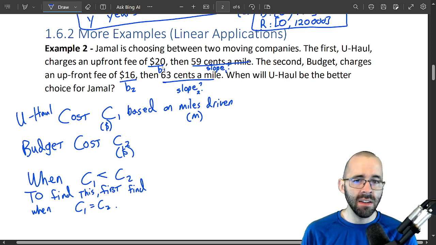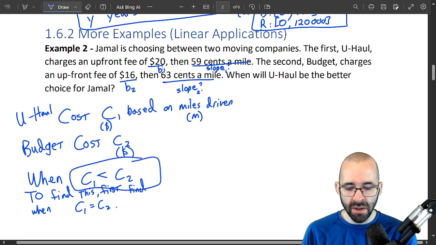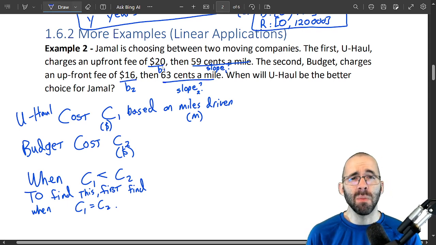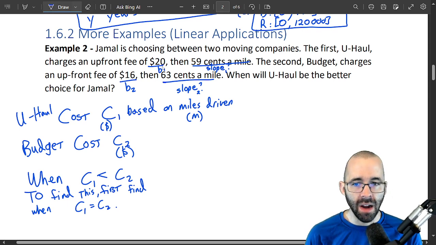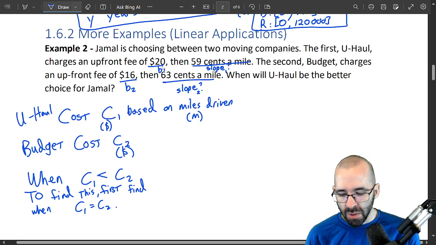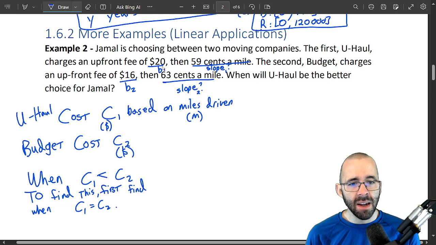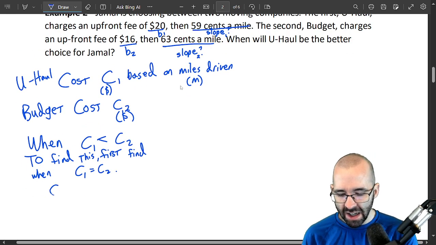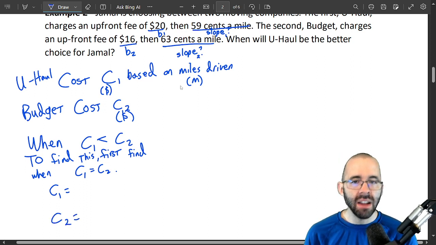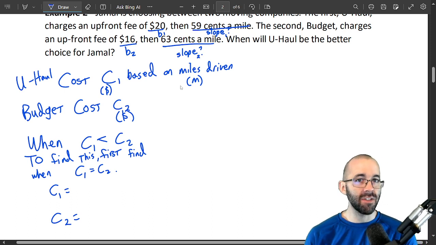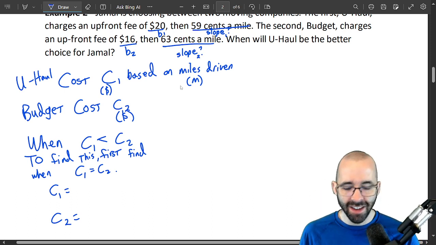You actually can just solve this inequality if you want, but we haven't really talked much about solving inequalities, so I'm going to do it in the way that the book recommends for where we're at. But again, there's a lot of different ways of solving these problems. In order to find when these things are the same, we have to know what these things are. What is C1? What is C2? And then if we can find them, we can find their point of intersection, the intersection of those two lines.